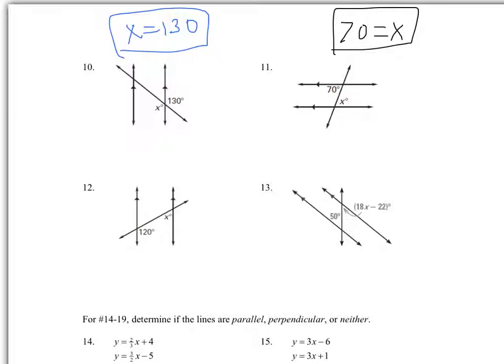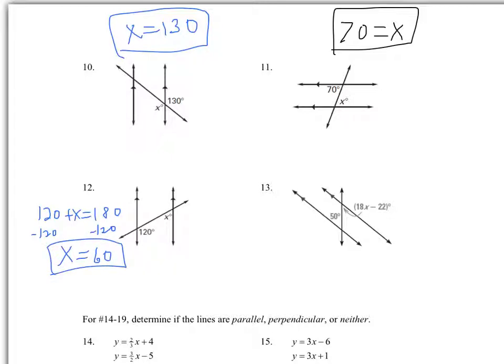Number 12, we have two parallel lines cut by transversal, and these are consecutive interior. That's the oddball one. Those are not going to be congruent. Those are going to add up to equal 180. So then I would subtract 120 from both sides, and we get x equals 60. That would be our answer.